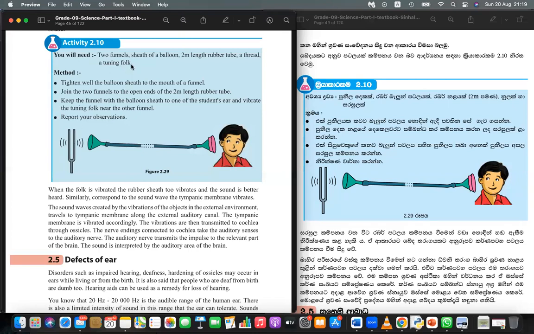Here you can see two funnels and a shell of a balloon, and a 2 meter length rubber tube, a thread, and a fork, a tuning fork. So here, tighten the balloon shell well to the mouth of the funnel.